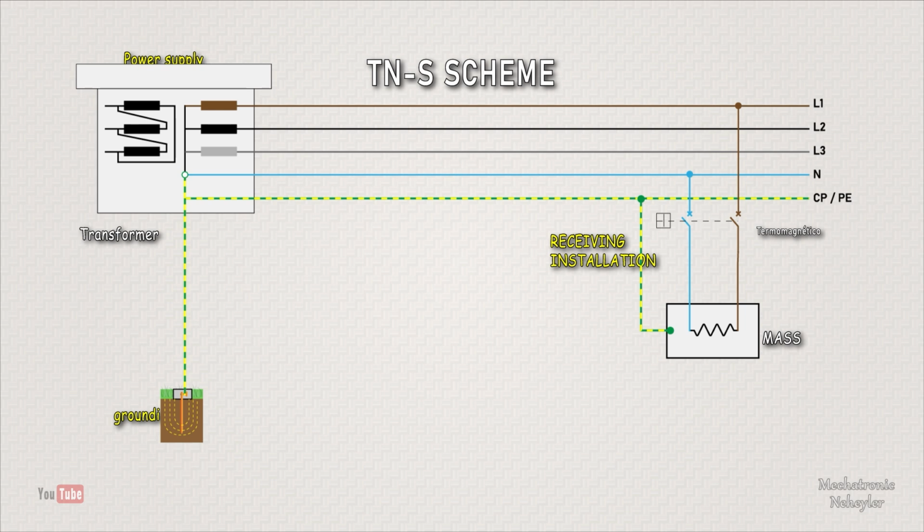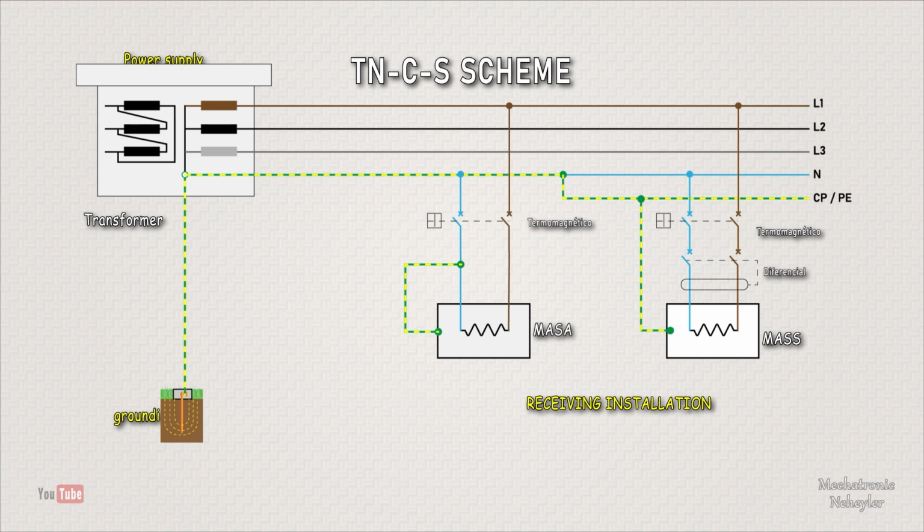In this type of scheme, there is thermomagnetic protection against overload or short-circuit faults, but if said protection does not have the speed or response capacity to separate a fault, then it is necessary to use differential protection. TNCS scheme, in which the neutral and protection functions are combined in a single conductor in one part of the scheme.